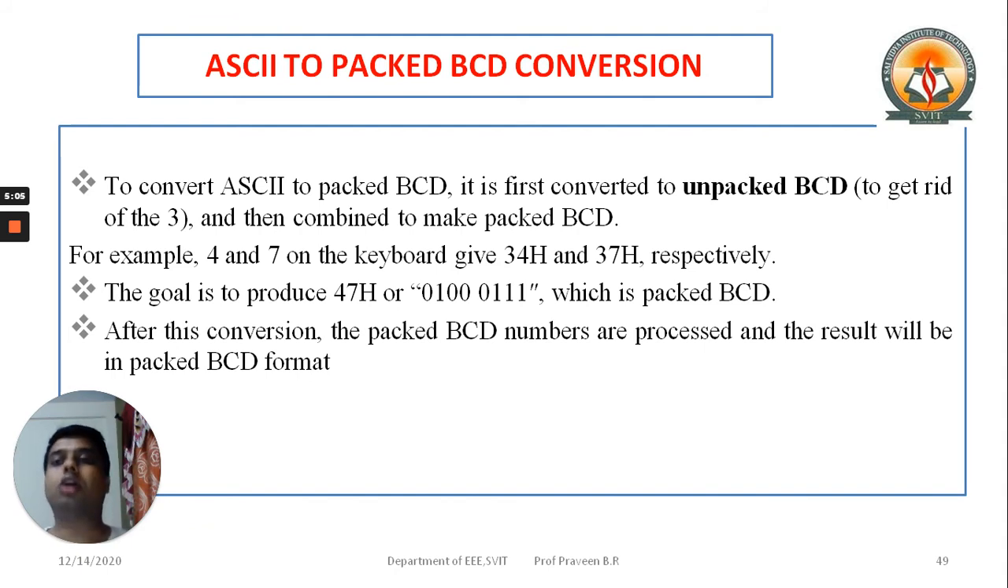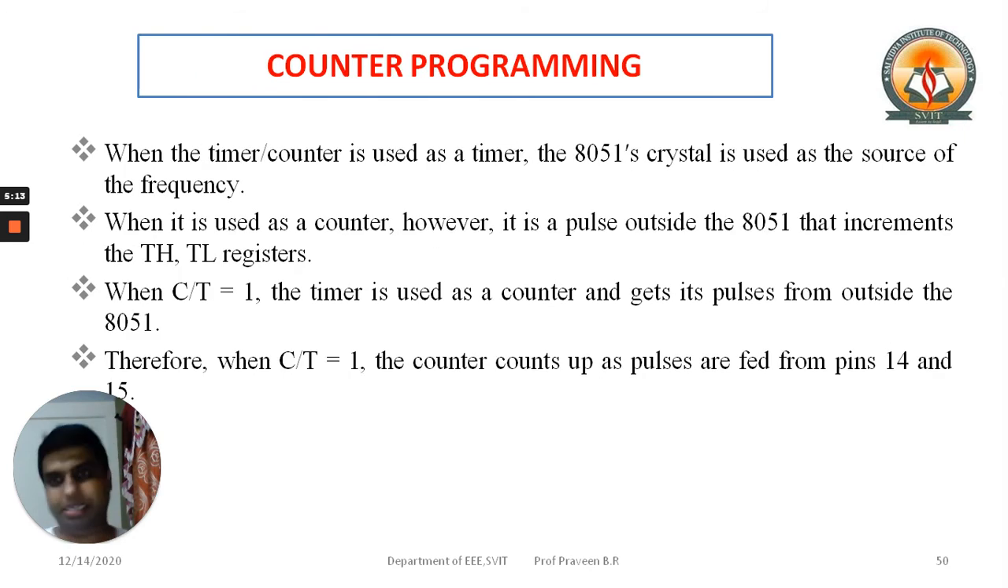So we have learned how to convert a packed BCD to ASCII and how to convert an ASCII to packed BCD. Now let us see what we mean by counter programming. We have seen timer programming where we used timer 0 and timer 1, and by setting C/T bar as 0 we got to know that we had used it as a timer. Now if I would like to use it as a counter, C/T bar should be equated to 1 such that it will be used as a counter.